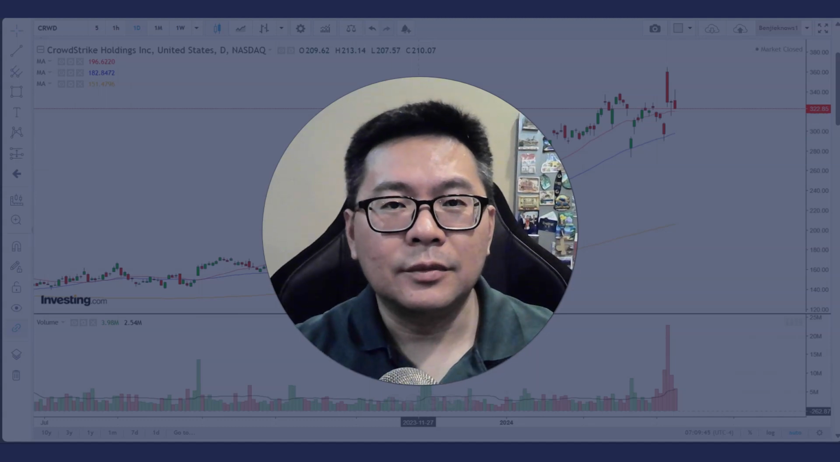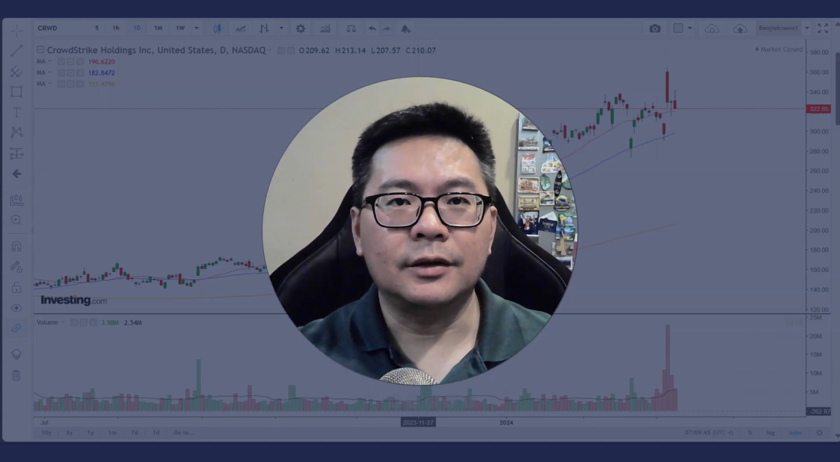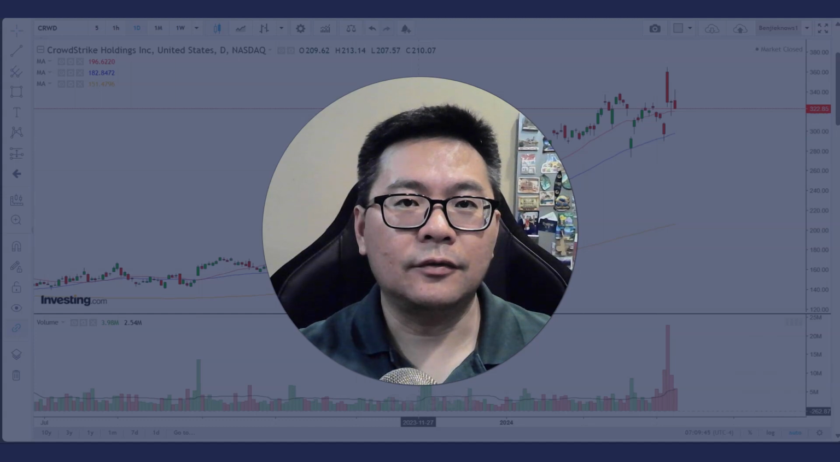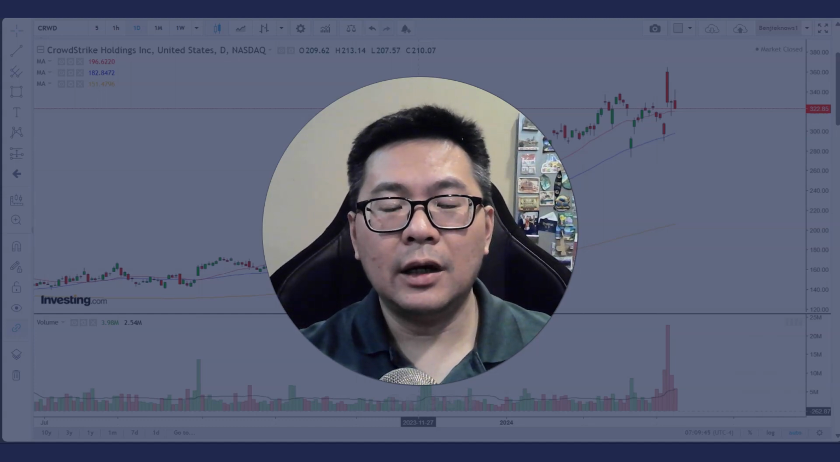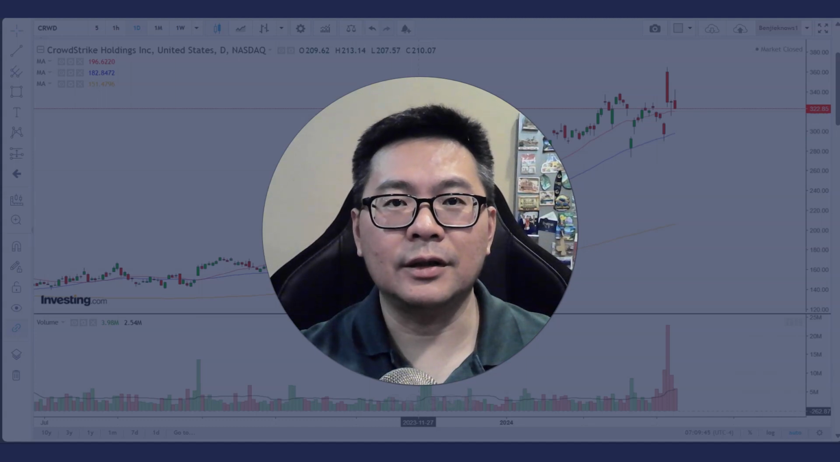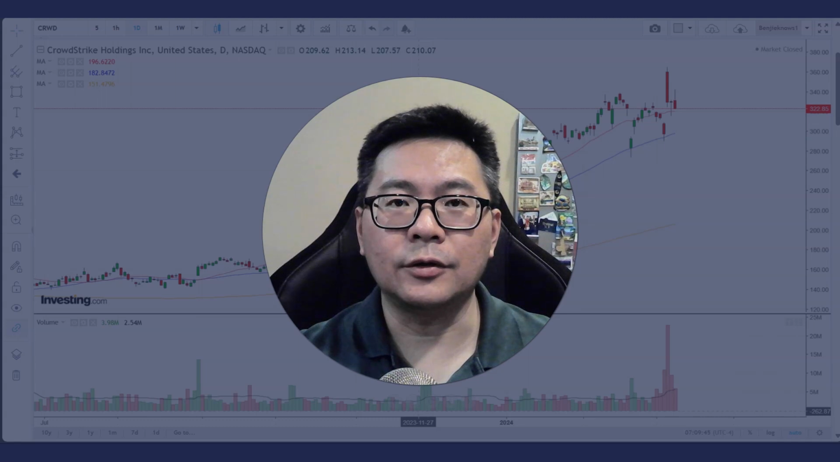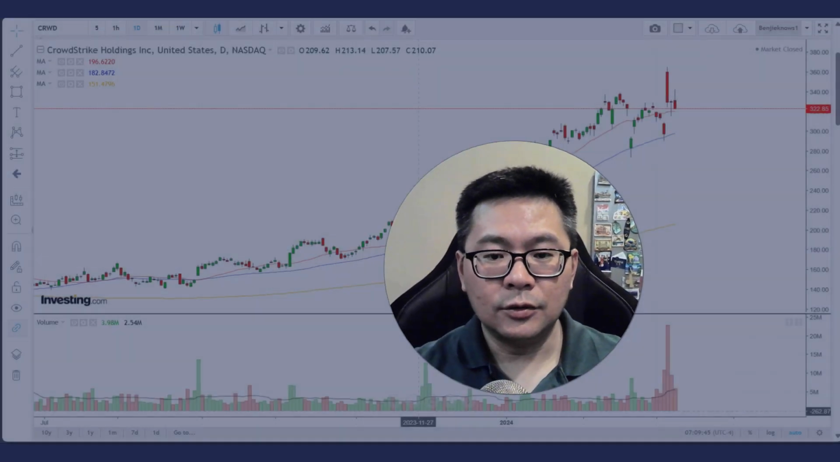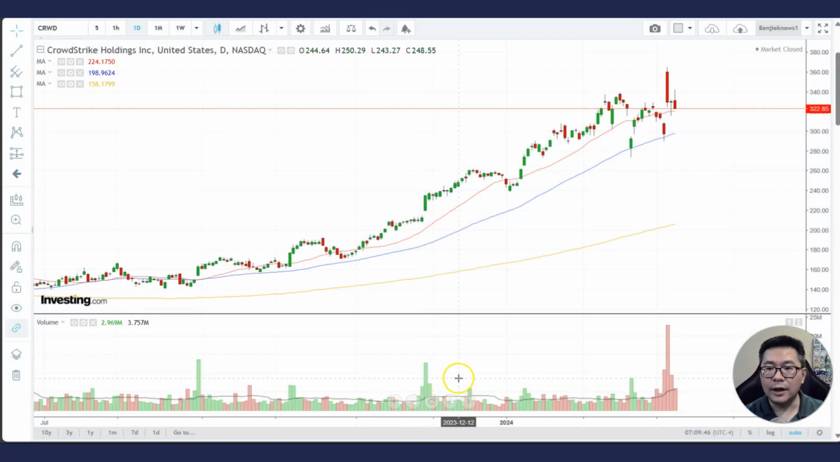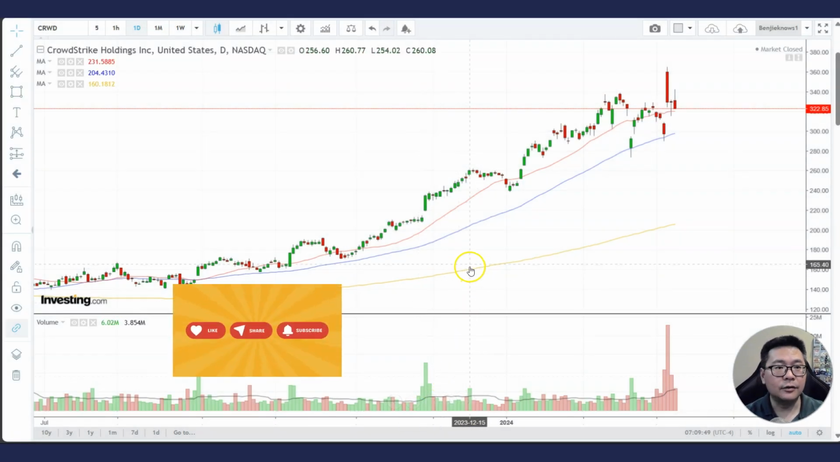Hi, welcome. Today we're going to look at the stock price chart of Crowdstrike. It's been making new highs, and we want to have a look at it to see whether the trend is going to continue to go up, or should we be careful if there's a reversal coming. So without further ado, let's take a look at the daily chart of Crowdstrike.